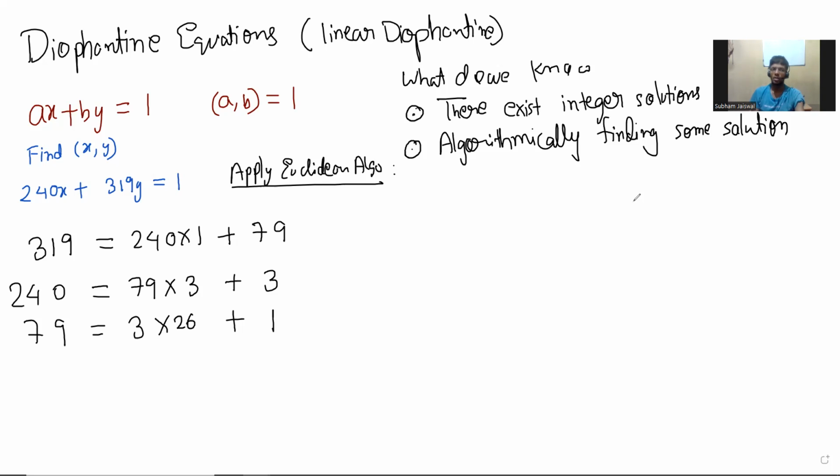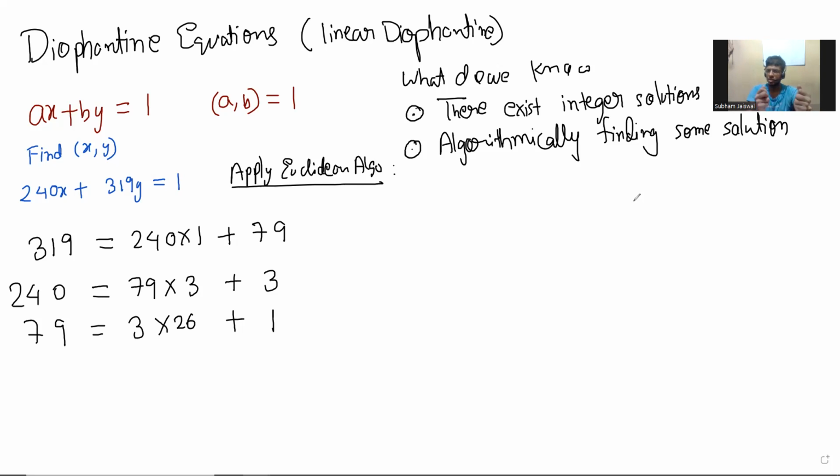So what should we do from here to find the solution? We just want a linear combination of 240 and 319 which gives us one. Any ideas? And this is a very well-known method, right? This is what you do to find the GCD. You do it in a long division way, but this is what is actually done.